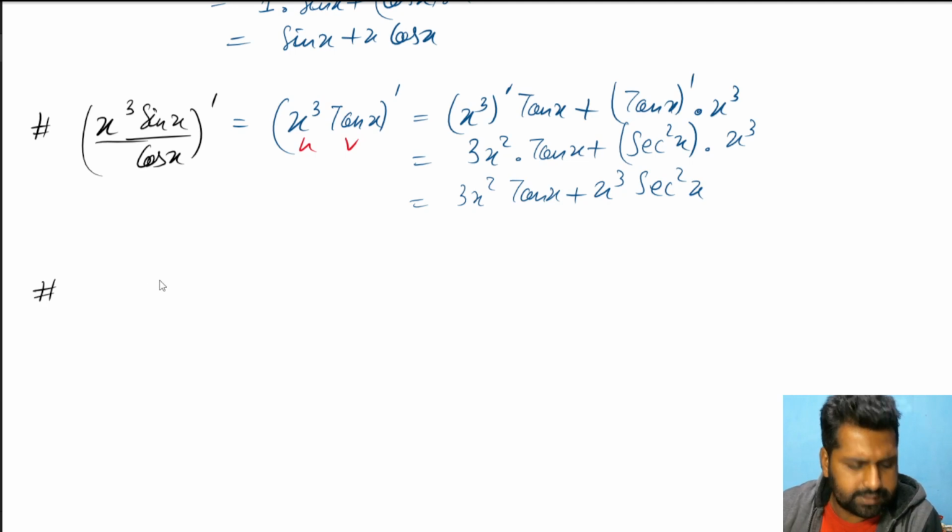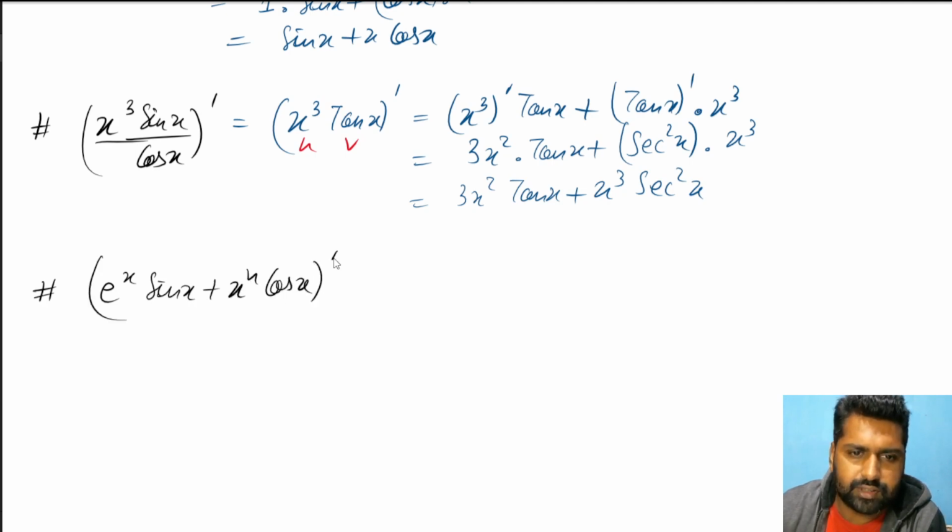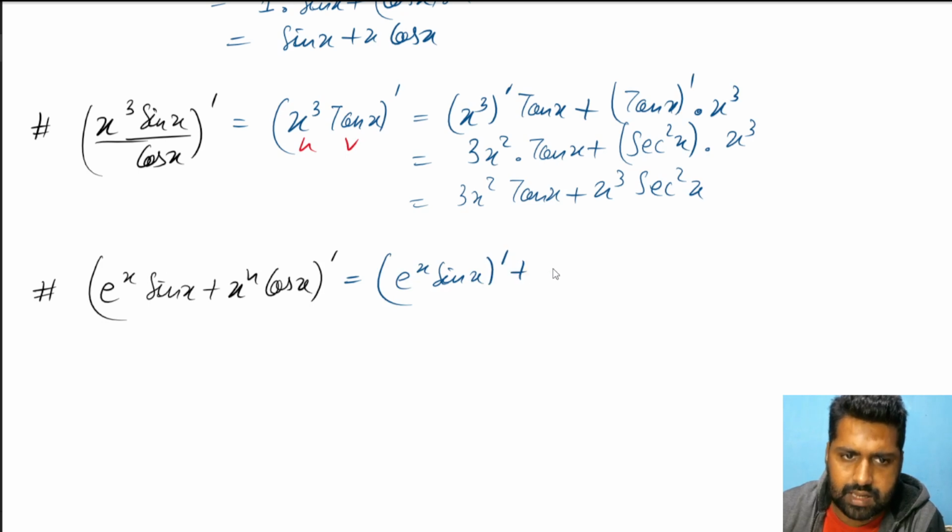Next, let's see one question. e raised to power x sine x plus x raised to power n cos x. We have to differentiate this. I'm not writing d by dx. Dash automatically implies differentiation. So first of all, we know we can split the differentiation among these two. So I can rewrite this as e raised to power x sine x, I have to differentiate this term, plus I have to differentiate x raised to power n cos x.